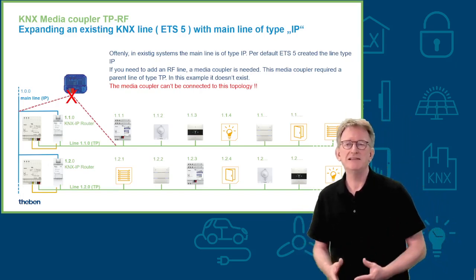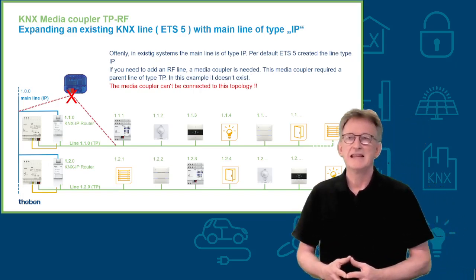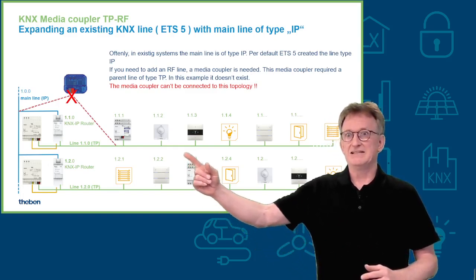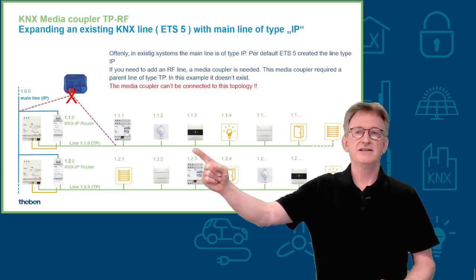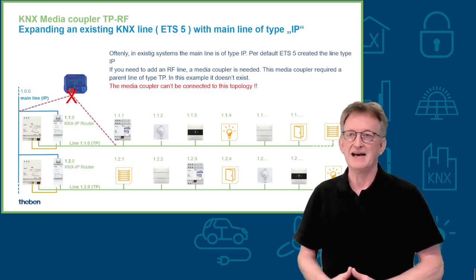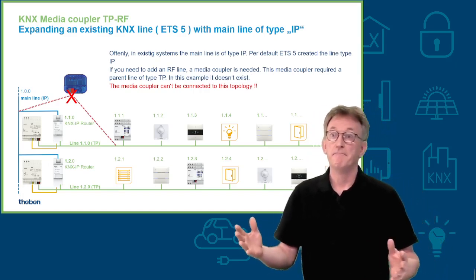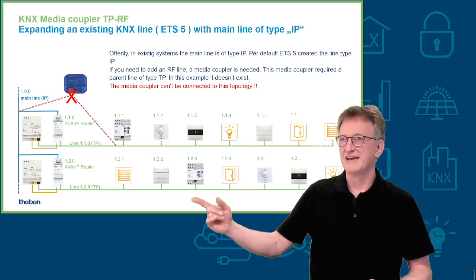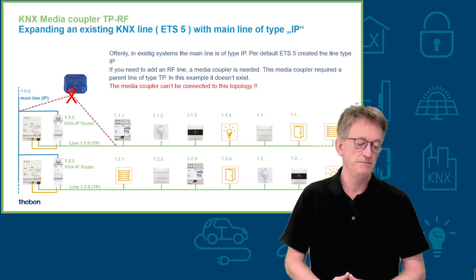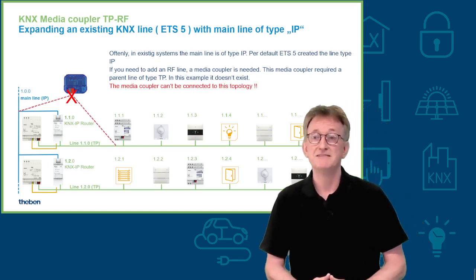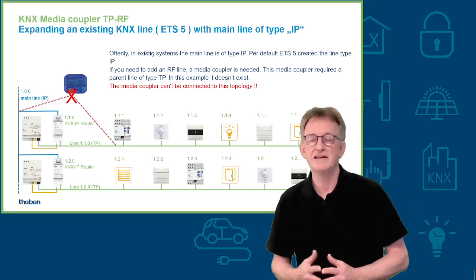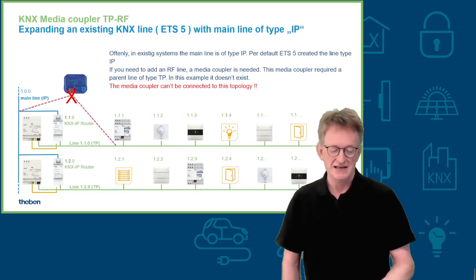But now you have exactly the same request that you would like to add a media coupler to it. So, as we have learned, it's not allowed to directly connect the media coupler to that existing line. But you also cannot connect it to the main line because it needs TP. It has a TP connector. So what is the option? It's pretty difficult. So in this case, you cannot add an additional RF line to it.